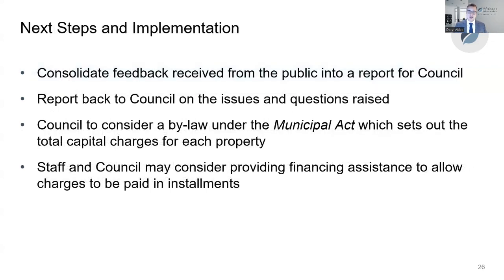With respect to next steps, the town is going to consolidate feedback received from the public into a report for council. They will then report back to council on the issues and questions raised from the public feedback and public consultation. Council will then consider a bylaw under the Municipal Act, which will set out the total capital charges for each property as identified in the capital charge report. Staff and council may consider providing financing assistance to allow charges to be paid in installments as identified through the frequently asked questions provided on previous slides.